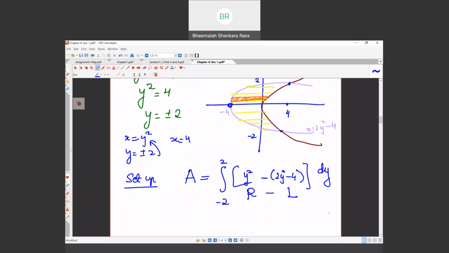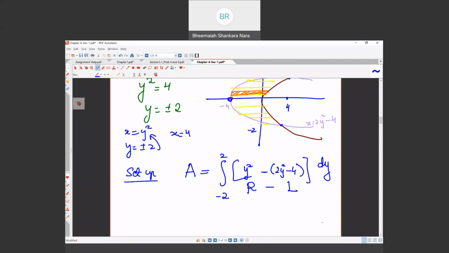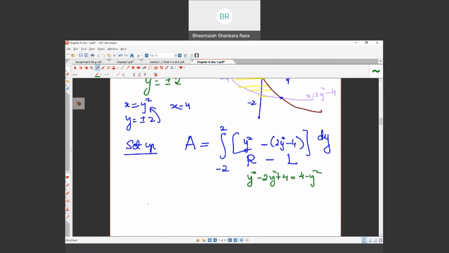Now let's do the simplification for the right curve minus the left curve, which is y square minus 2y square plus 4. Simplify again, this is 4 minus y square. So we have the integral from -2 to 2 of 4 minus y square times dy. Let's integrate this.